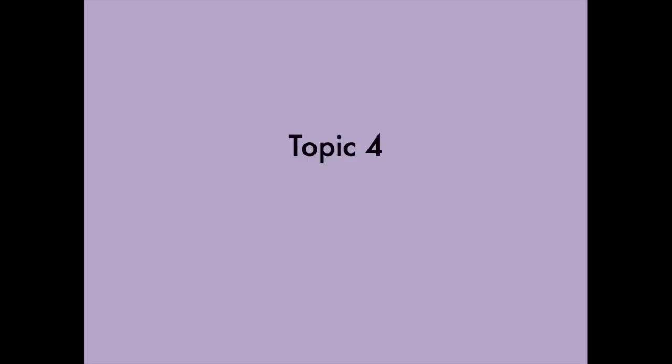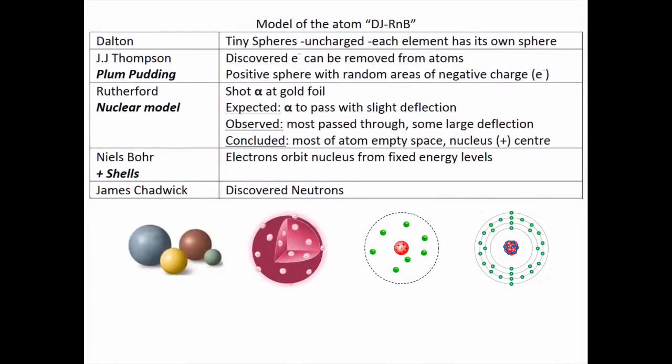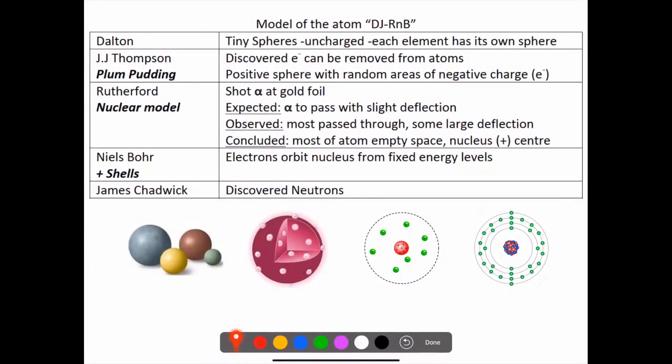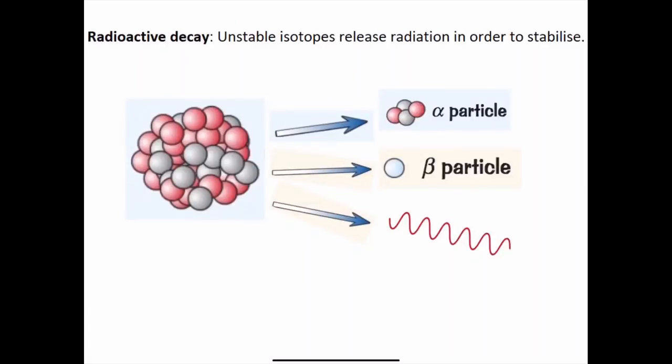Okay, topic 4. Now, the first part is about the model of the atom. We did this in chemistry, so just a quick reminder of DJ R&B: Dalton, J.J. Thomson, Rutherford, and Niels Bohr. Also, Chadwick, he helped to discover neutrons, so that's something else. And of course, remember all the different types of the model of the atom that we spoke about. Okay, now what is radioactive decay?